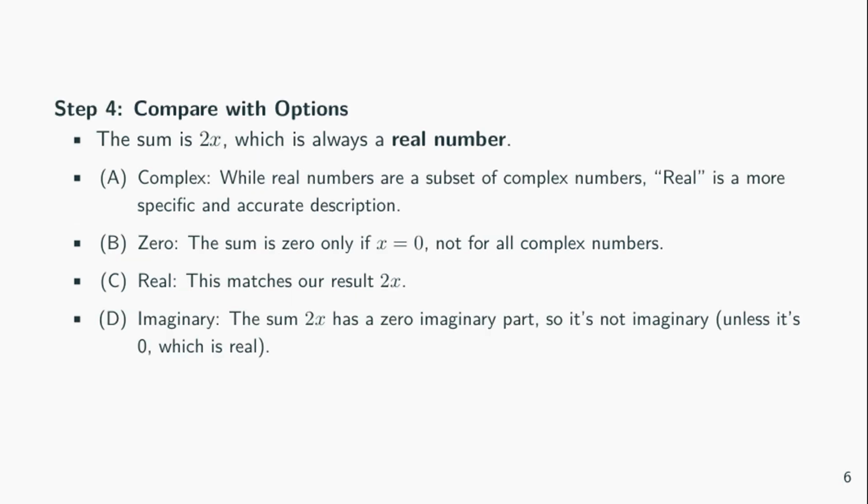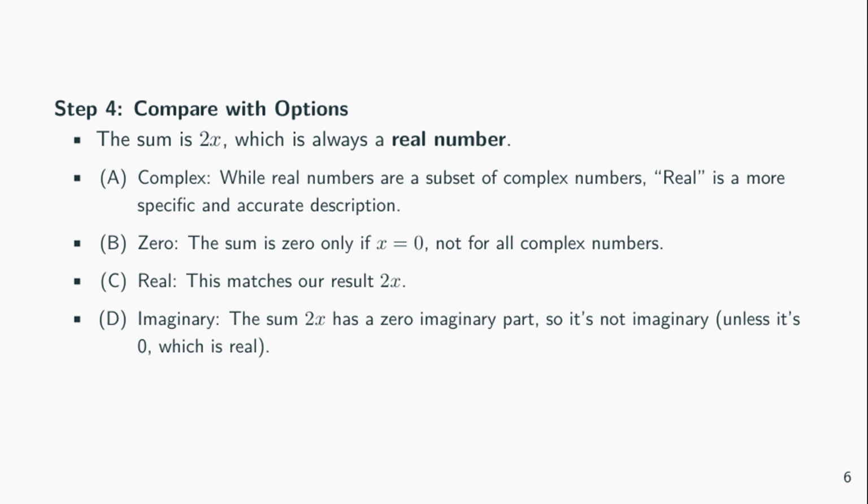Finally, step 4. Let's compare our result with the options given in the question. Our sum is 2x, which we've determined is always a real number. Looking at the options, A complex: while real numbers are a subset of complex numbers, real is a more specific and accurate description in this case, because the imaginary part is always 0.